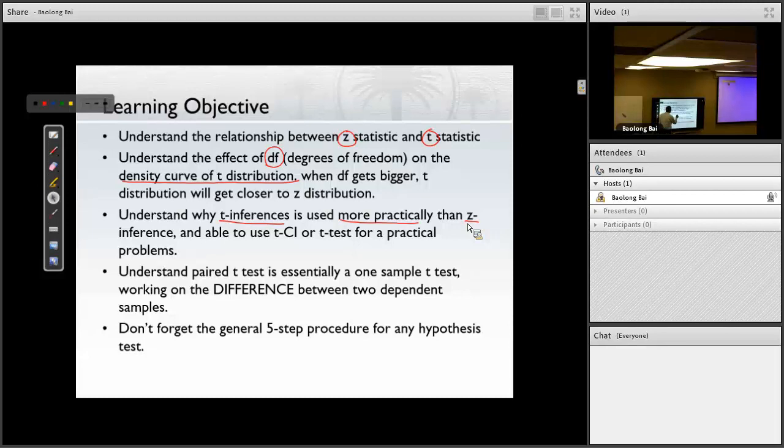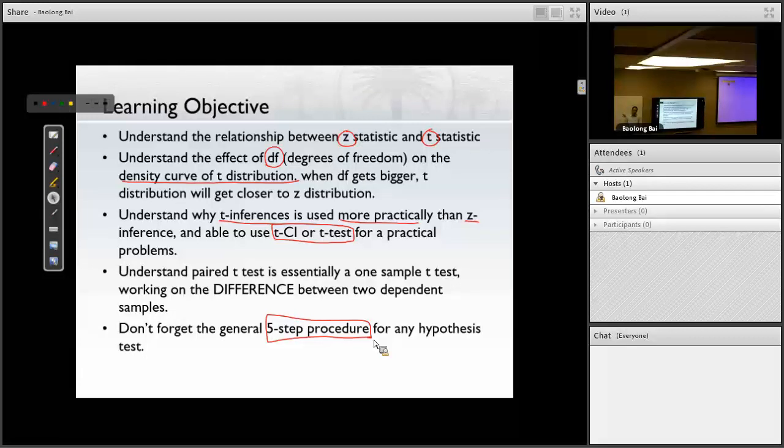So we need to be able to use T inference to solve any practical problem, basically either a T confidence interval or T test. Anytime you talk about the inference, it will be either confidence interval or test, we just talked about. And then lastly, anytime you do a T test, any hypothesis test, you need to use the 5-step procedure. So get familiar with the 5-step procedure we learned in chapter 15 and understand what each step is doing. That will be very, very helpful.